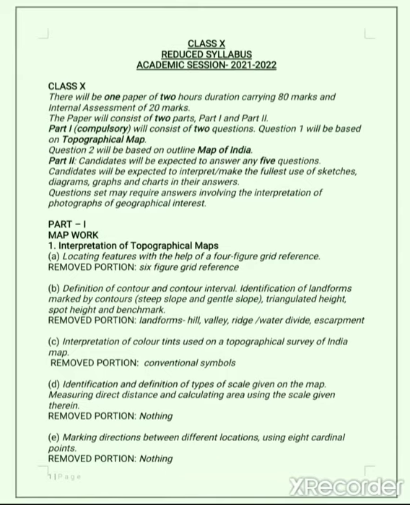Next, you should know what are triangulated heights, spot heights and benchmarks. Next, interpretation of color tints used on a topographical survey of India. So you should be able to interpret color tints which are used on a topographical map of India. From here, the portion which has been removed is conventional symbols.